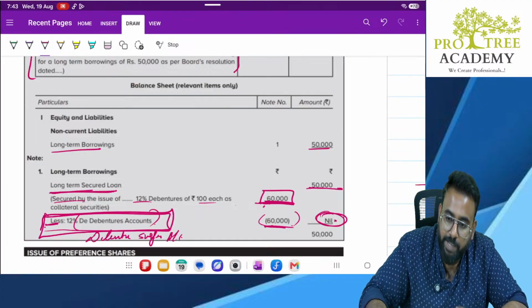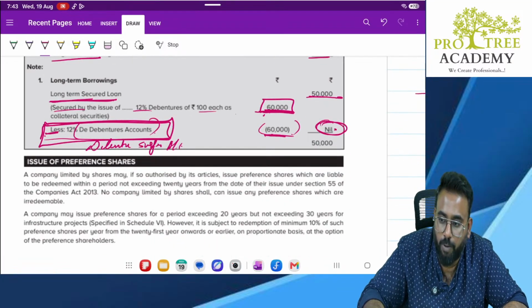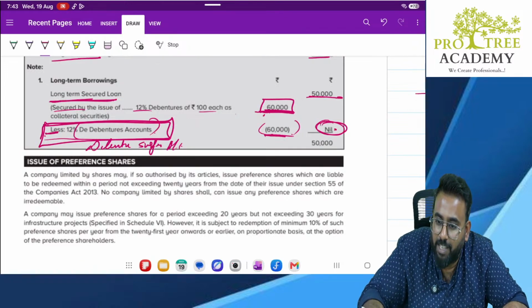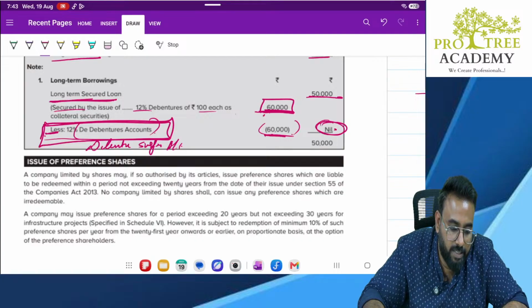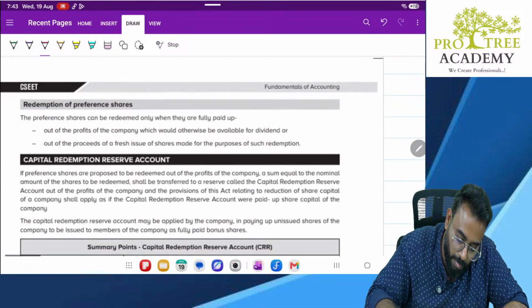Clear? Impact, same impact, no change. Whichever method you want to opt, you can opt. Whichever is suitable for you, you do it. The result will be the same. Clear? Yes? Okay. Next, issue of preference shares.